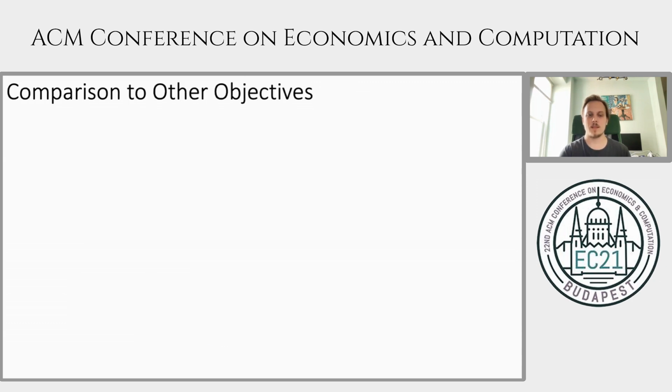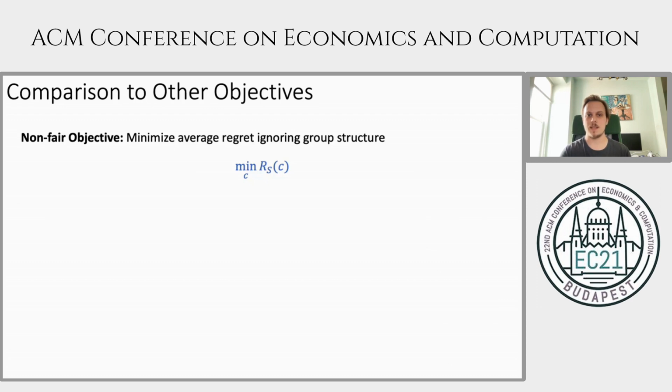Okay, so I think to help understand and motivate this definition, it's helpful to compare it against some other objectives that you might use for the same problem. The first objective to compare against is the most natural non-fairness oriented objective, which is to minimize the average regret of the entire population, ignoring the group structure. This is equivalent to maximizing the total return for the population. So it's like maximizing the value you're generating.